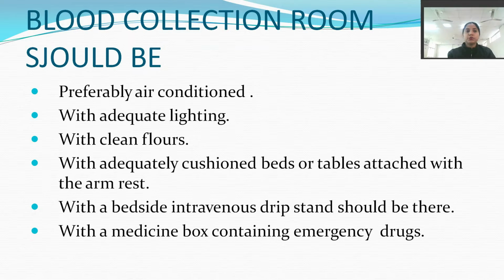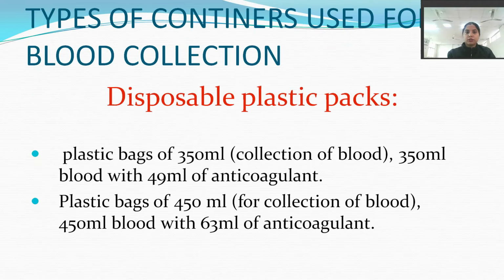The blood collection room should preferably be air conditioned, with adequate lighting, clean floors, adequately cushioned beds or tables attached with an armrest, a bedside intravenous drip stand, and a medicine box containing emergency drugs. Types of container used for blood collection.